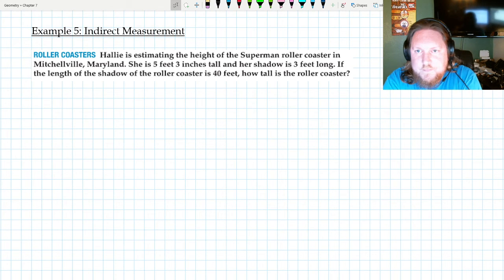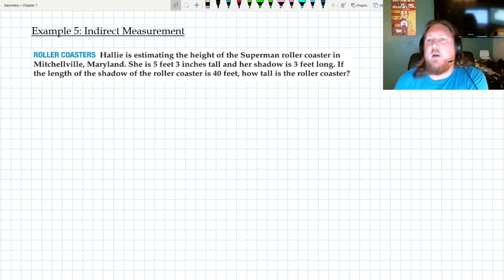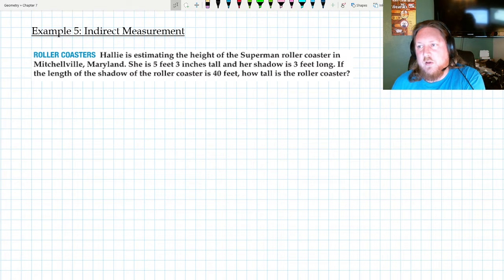Indirect measurement. Haley is estimating the height of the Superman roller coaster in Mitchville, Maryland. She is 5 foot 3 inches tall and her shadow is 3 feet long. If the length of the shadow of the roller coaster is 40 feet, how tall is the roller coaster?